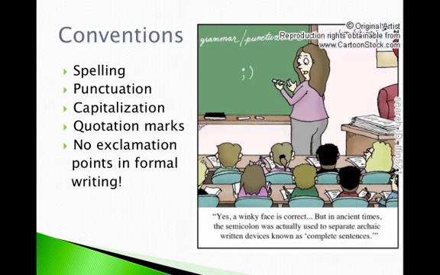Okay, so then the next trait is called conventions, and this is just a fancy word for needing to check for spelling errors, punctuation errors, capitalization errors, quotation mark mistakes. Make sure that you don't use any exclamation points in formal writing. One of the biggest things that people do convention-wise is they misuse a semicolon.